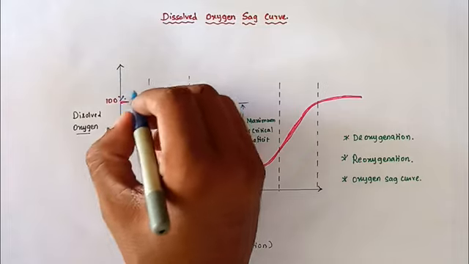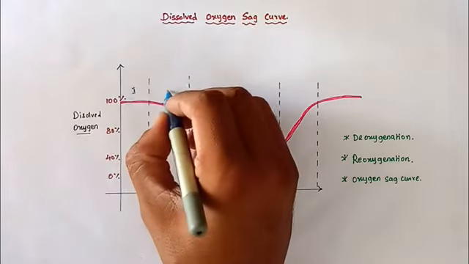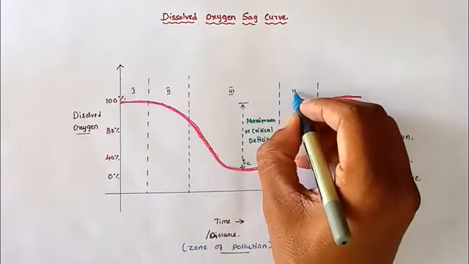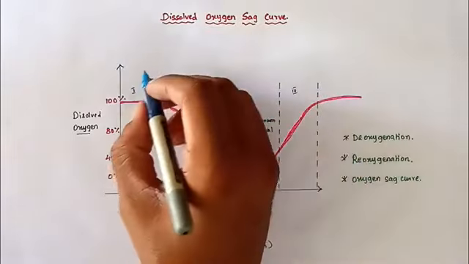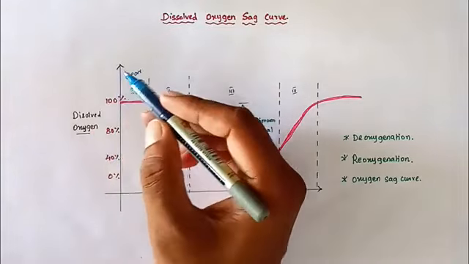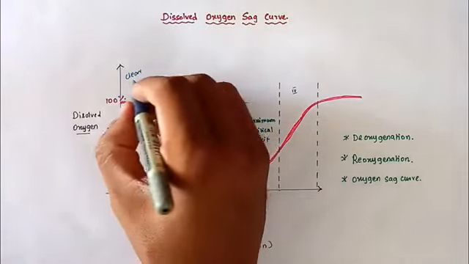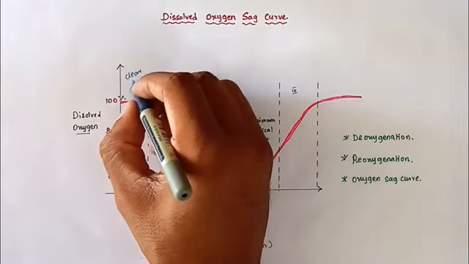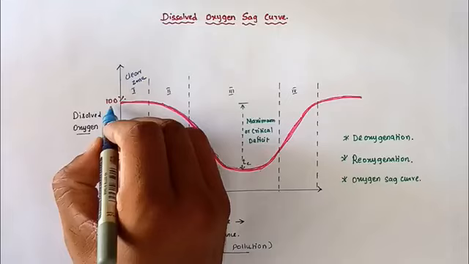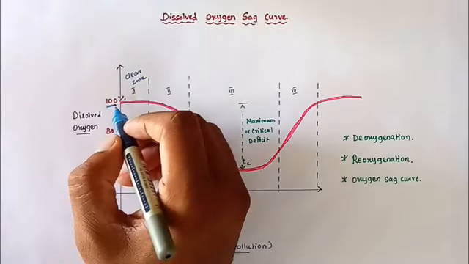So there are four zones. The first zone, then second, third, and fourth. The first zone is a clear zone, where the effluent is mixed in the river, so there is clear water present in the river. That is called the clear zone. In that zone the dissolved oxygen level is 100%. Likewise, the biological oxygen demand is zero.